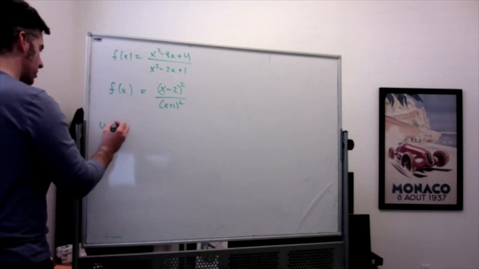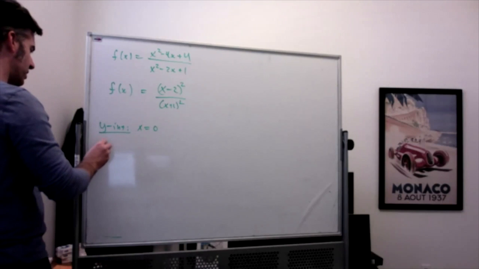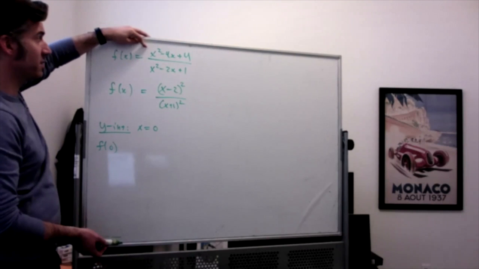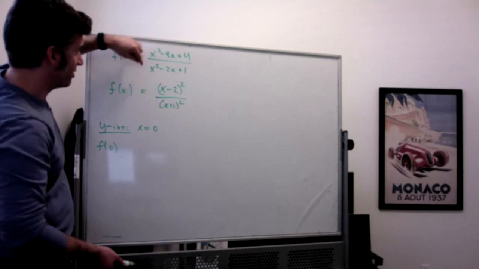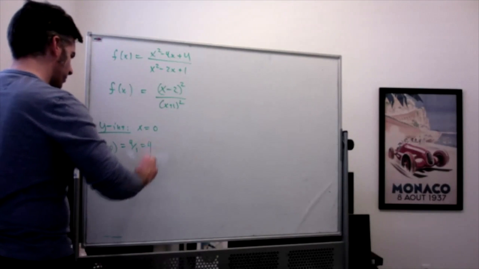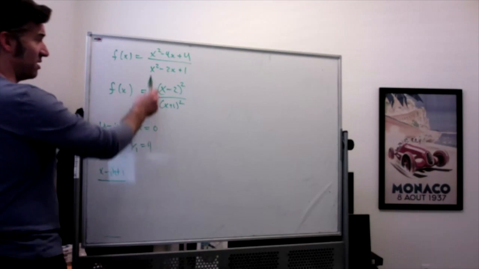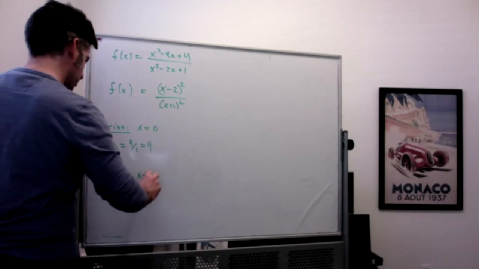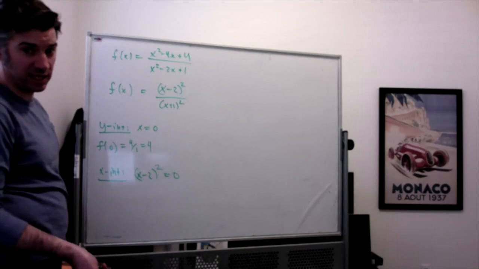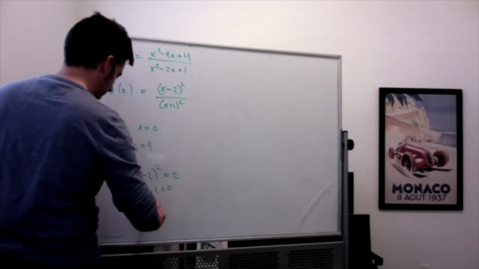So y-intercept, set x equal to 0, and f of 0, I would actually probably plug it into the unfactored form. If I plug in 0, I get 0 minus 0 plus 4 over 0 minus 0 plus 1. I get 4 over 1, which is just 4. For the x-intercept, we're setting the top equal to 0. And you could either square root both sides, or you could just say, well, the insides have to be 0. X minus 2 equals 0, x equals 2.